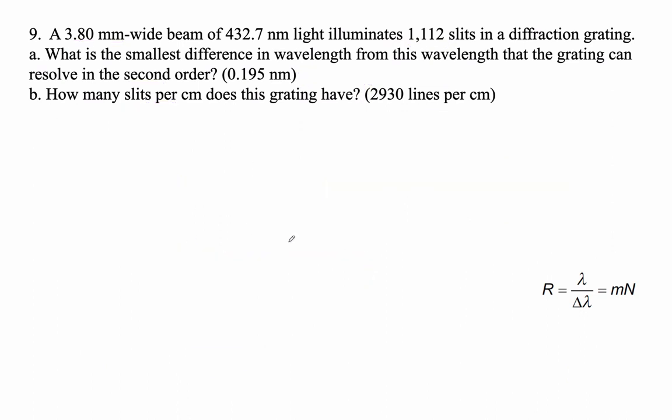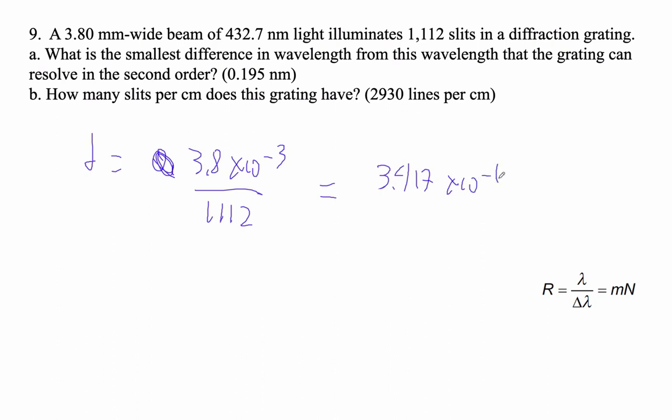Well, let me show you how to do it if you didn't want to do proportions. What we can do is figure out d. d is going to be 3.8 millimeters, so 3.8 times 10 to the minus third divided by 1112, right? So 3.8 millimeters is that many slits, so let's figure out the distance separating the slits. 3.8 times 10 to the minus third divided by 1112. And the distance separating the slits is 3.417 times 10 to the minus 6 meters.